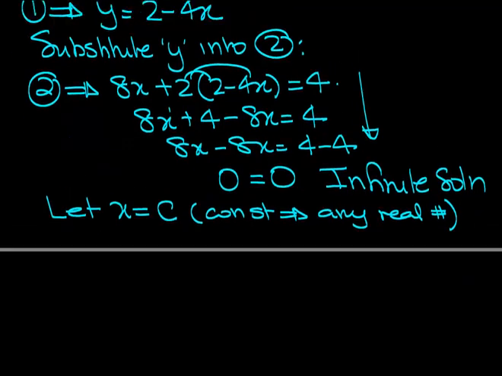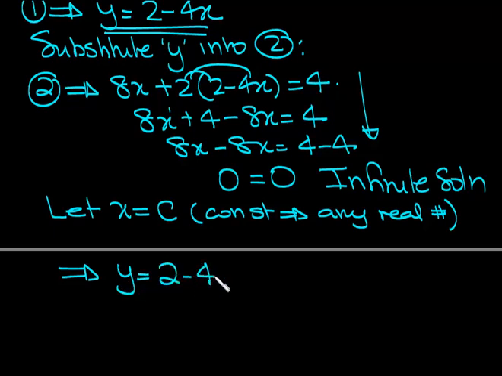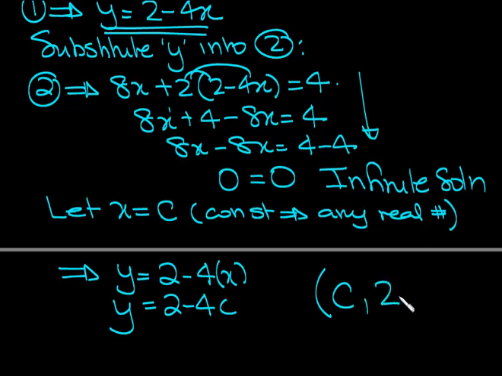So now what is y then? That's right here. Remember, step 1 gives you y, so this implies y is 2 minus 4x. So if x is c, it'll be 2 minus 4 times c. So we get 2 minus 4c. So that's what y is. So my solution is x is c and y is 2 minus 4c. So there's my solution.